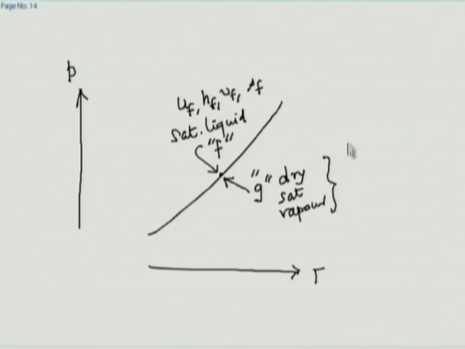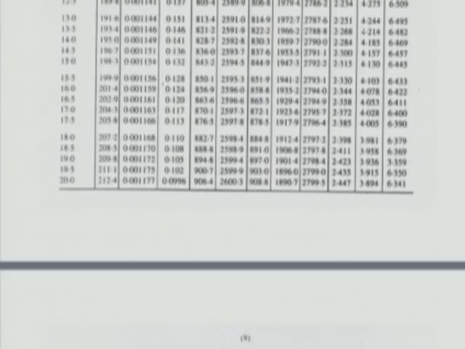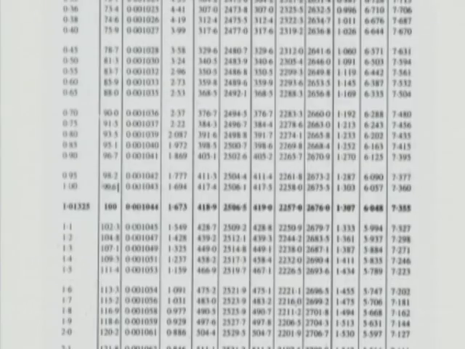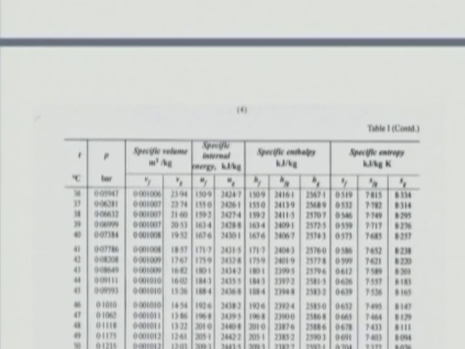Similarly, for the dry saturated vapor, corresponding properties will be noted as UG, HG, VG and SG. Let us look at our table again and see those values. And again you have a choice of either table 1 or table 2. Let us look at any one of them. Let us begin with table 1.